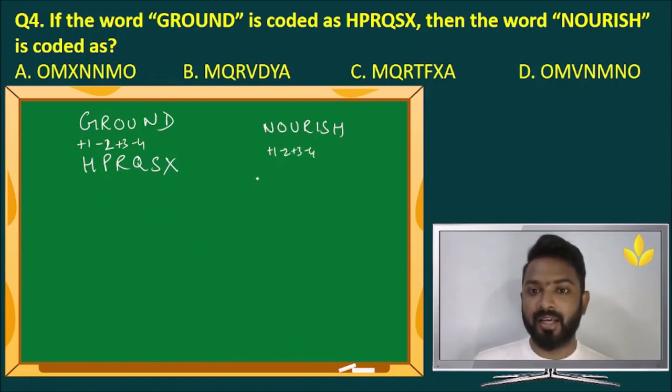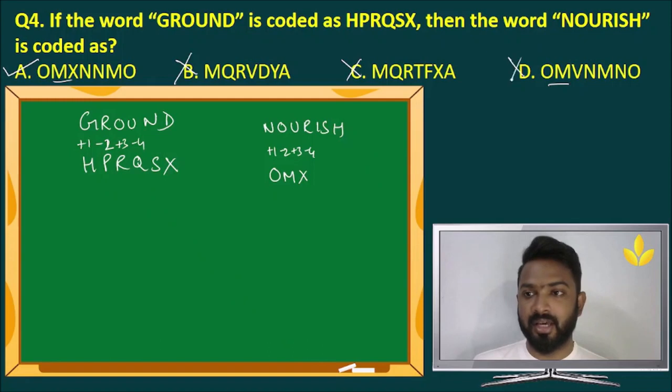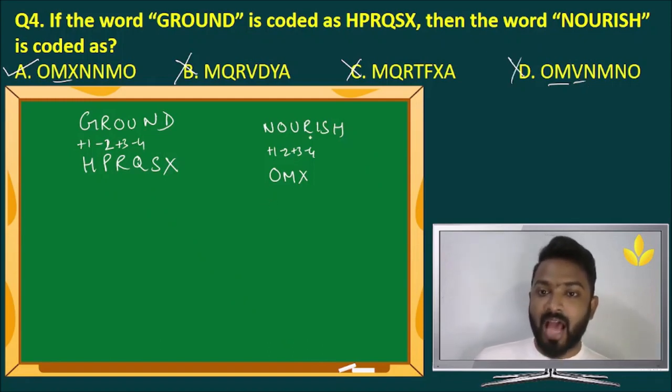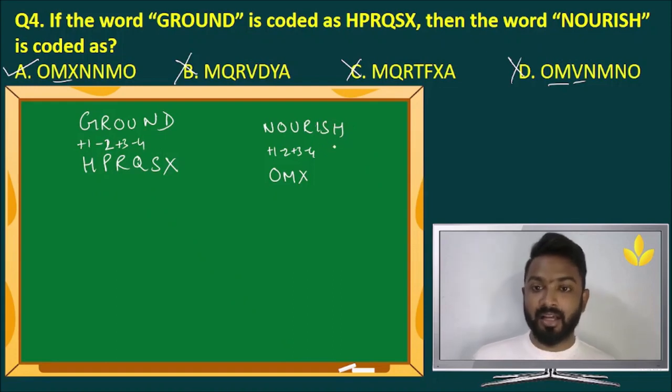N plus 1 is O. So obviously B and C go off just like that because it has to start with O. O minus 2 is M. Both of them have M, so that doesn't help us much. U plus 3, U, V, W, X. So this will have X. Answer is A because D has V over here. That's it. You didn't even have to care about the last 4 letters because the first 3 only gave us the answer.